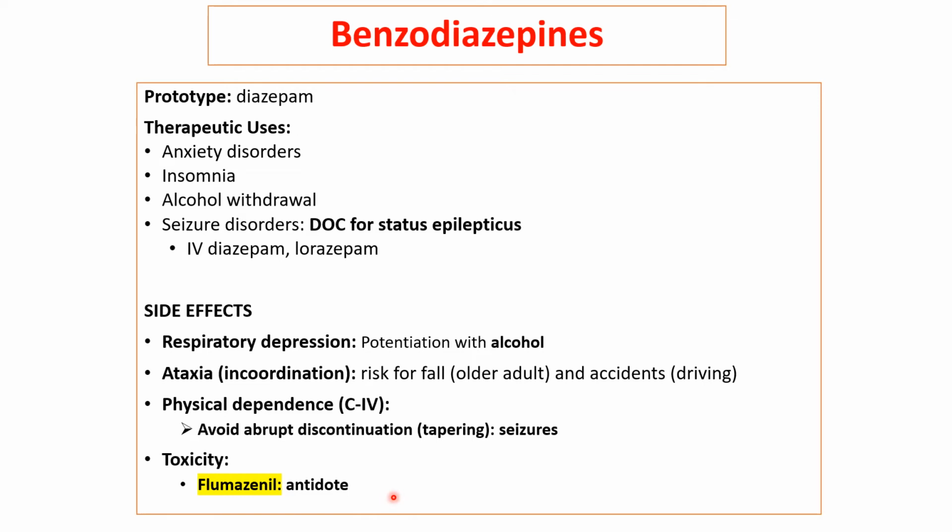Another problem of the benzodiazepines is that they are controlled substances because they have the potential of producing addiction. And a person that takes benzodiazepines regularly should discontinue them gradually, tapering, because if there is an abrupt discontinuation, the person can have seizures as a consequence.